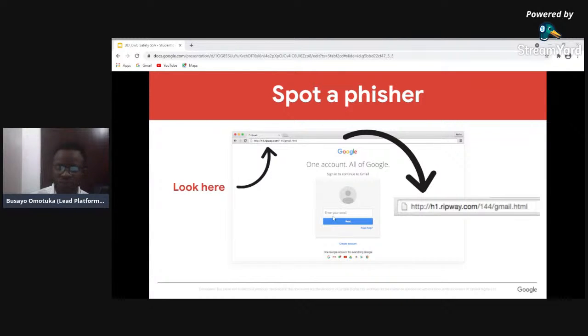So in other words, the body of the mail and the web address, the URL, are not the same. They are not compatible. They are totally different things. In this kind of scenario, we need to know that this is actually fake.